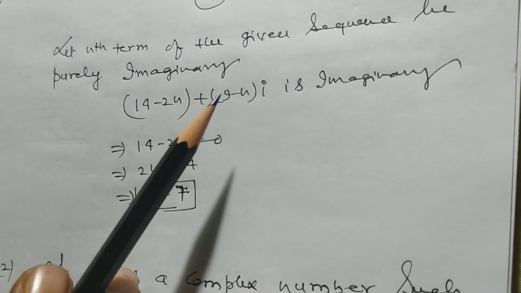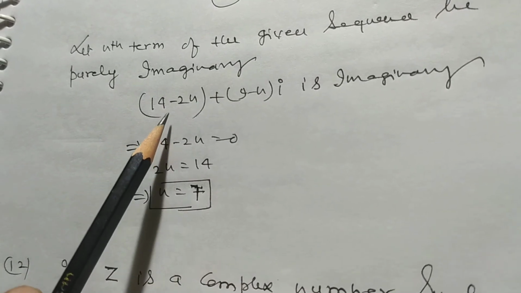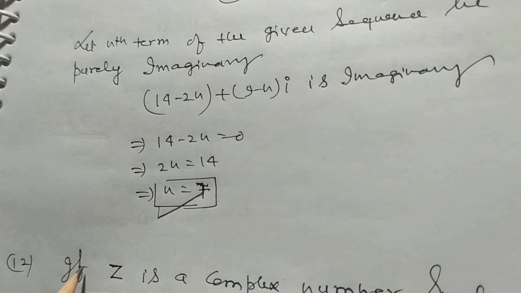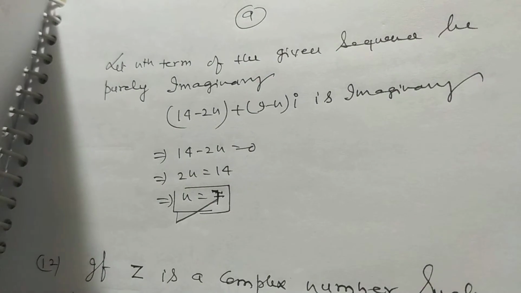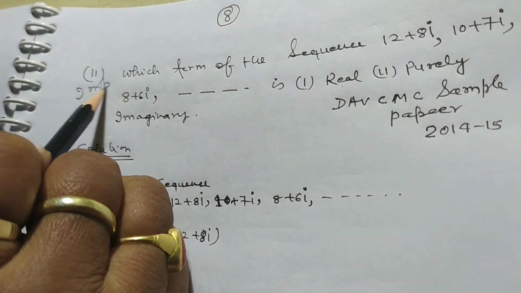Let the nth term of the given sequence be purely imaginary. Then 14 minus 2n is equal to 0, so n is equal to 7. So in this way we can solve this problem. This problem is also very, very important. You must solve it frequently.